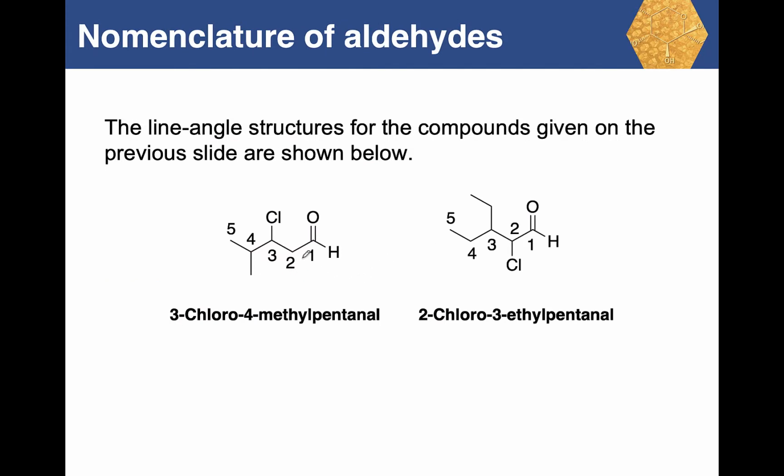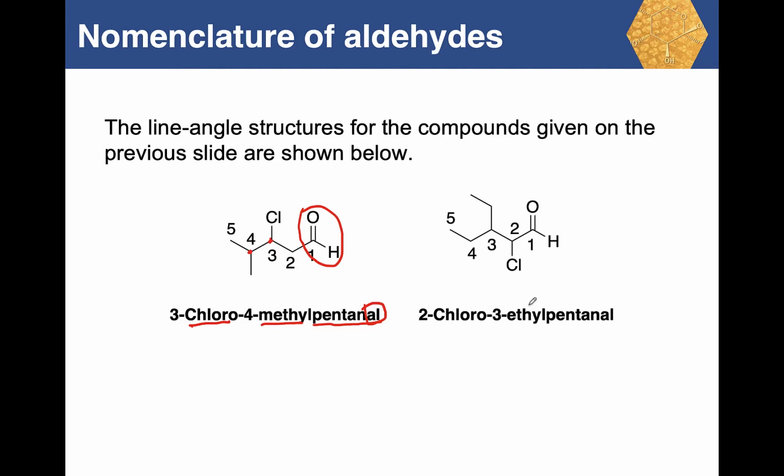So here we have 1, 2, 3, 4, 5 carbons for the pentanal, and the Al is right here. And of course on carbon number 4 is a methyl group, and on carbon number 3 is a chloro group. So again, you should be able to go back and forth between name and structure.